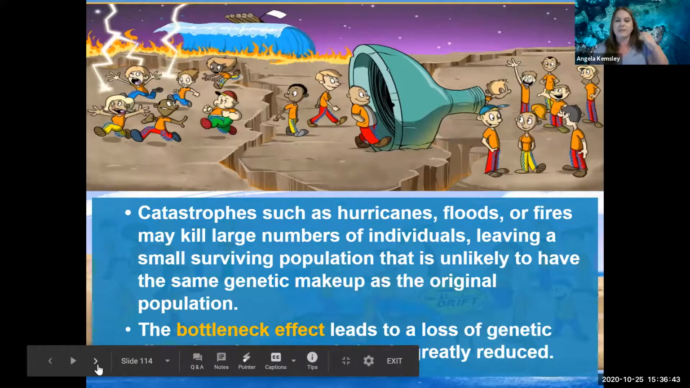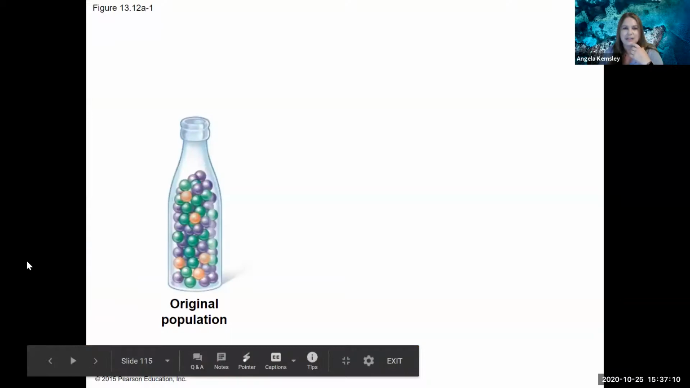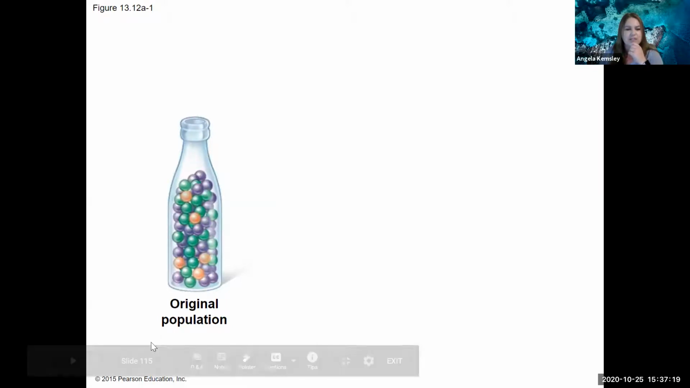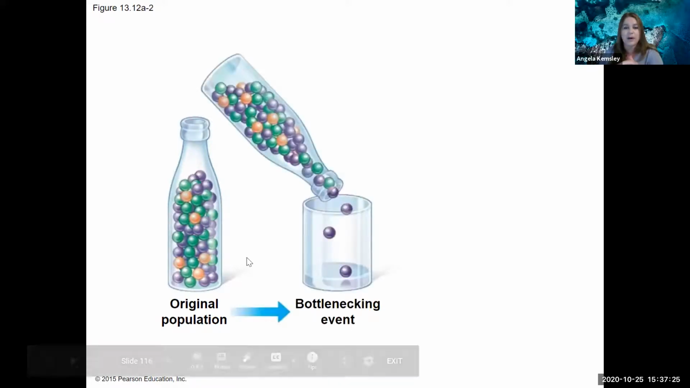Genetic drift is caused by things like catastrophes, such as hurricanes, floods, and fires that may kill large numbers of individuals. That leaves a small surviving population that's unlikely to have the same genetic makeup as the original population. Again, this is especially true for small populations. The bottleneck effect leads to a loss of genetic diversity when a population is greatly reduced. So let's take a look. This is the idea of the bottleneck effect. Take a look at the original population. We have purples and greens that are fairly equal to each other, and then we have a few oranges in here. Then there's going to be some kind of event that's going to kill off a lot of the population.